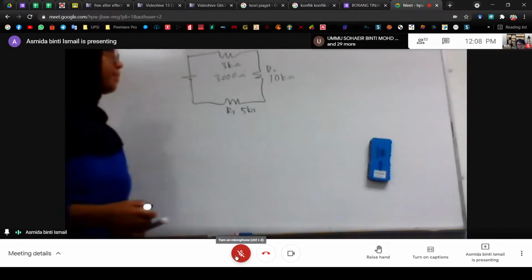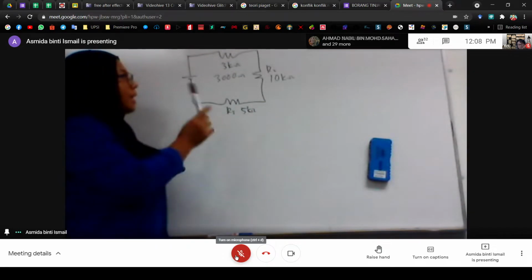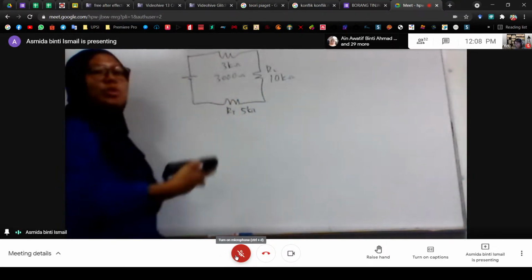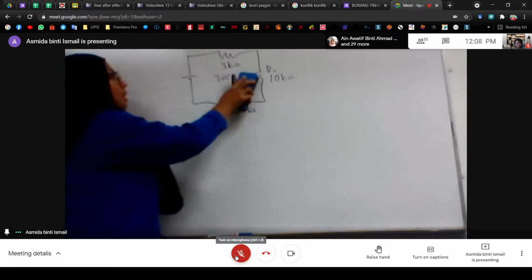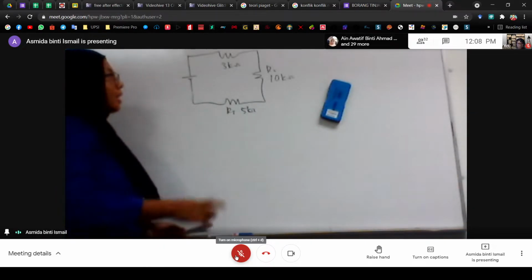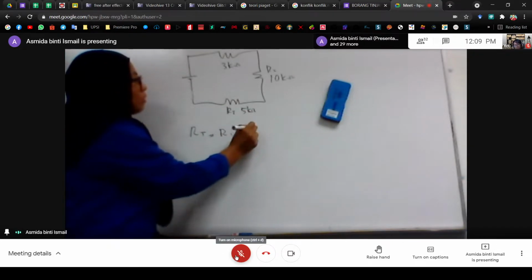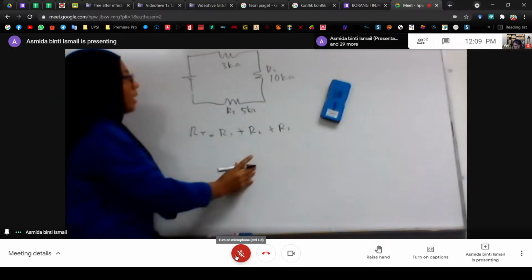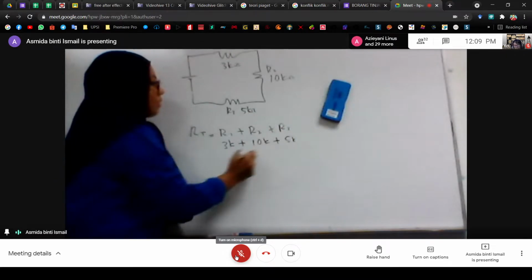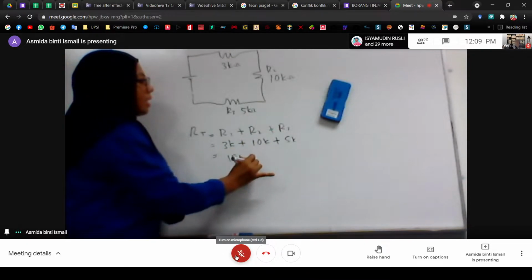Saya suruh awak tengokkan SI unit. Okay. So from this, you don't need to convert this into 3,000, but awak kena make sure lah awak tulis dengan betul. Okay. So this is R1. R total is equal to R1 plus R2 plus R3. Okay. So 3 kilo plus 10 kilo plus 5 kilo is equal to 18 kilo ohm.